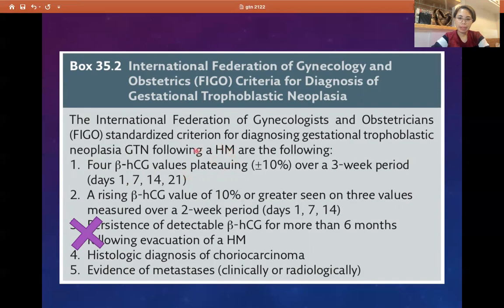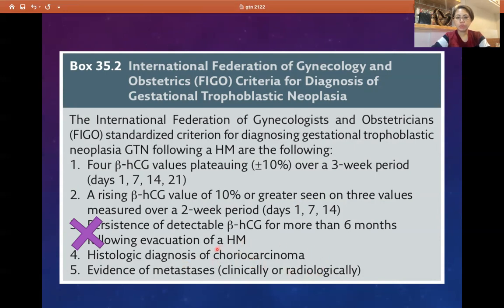Now, that's plateau. What if there is an increasing or rising value of 10% or greater? So it should be measured over a 2-week period. Okay, 3 values in a 2-week period, 1, 7, 14. And of course, we send this for biopsy.